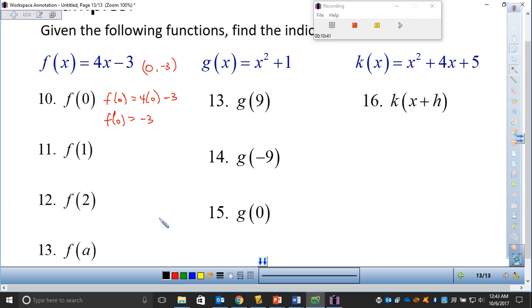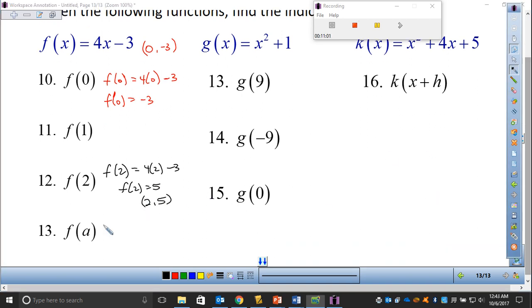So I'm not going to go through all of these. I'll do a few. Let's do f of 2 now. Plug in 2, so f of 2 equals 4 times 2 minus 3. 4 times 2 is 8. 8 minus 3 is 5. F of 2 is 5. And again, my ordered pair there would be 2, comma 5. One last one there at the bottom. F of a. I would just plug in a. F of a equals 4 times a minus 3. F of a equals 4a minus 3.